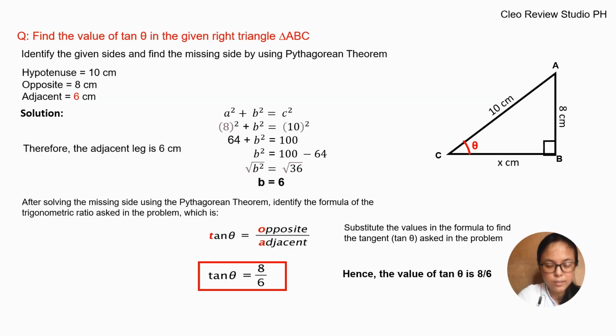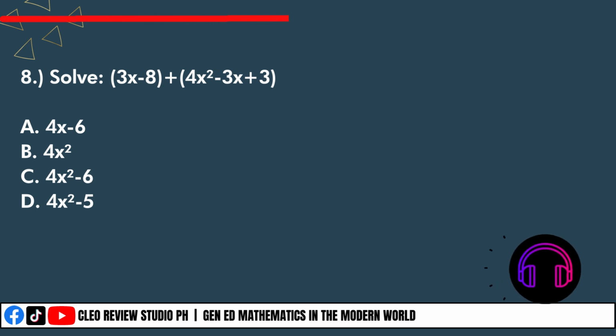Anyway, let's solve. First, identify the given sides and find the missing side by using Pythagorean theorem. Then, meron na tayong value for adjacent side which means kompleto na lahat ng sides ng triangle. Next, apply the formula of the trigonometric ratio asked in the problem. So, the value of tangent is 8/6. No need to simplify the answer. Next question.